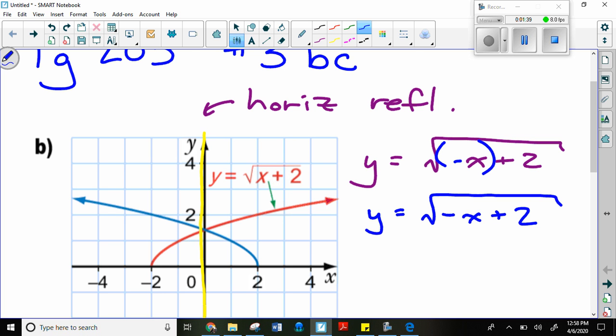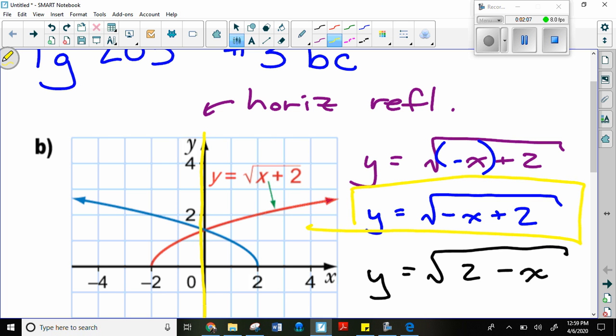I'm just looking for answers. 3B. Oh yeah, okay. The answer they gave at the end was y equals the square root of, and then they just put them the other way. They said 2 minus x. I said negative x plus 2. Truthfully, if you see this one, you're going to know what you're doing a lot better. So I'd accept that.